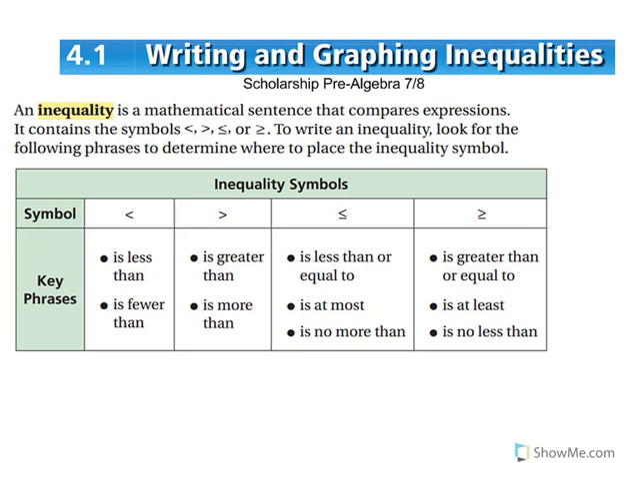So our first section of Chapter 4, we're going to be dealing with writing and graphing inequalities. So in inequality, we've learned about equations. As you know, an equation is when you have one expression equals another expression. It could be a numerical or an algebraic expression, like 3 plus 4 equals 7, or x minus 2 equals 5. Those are equations. Well, in an inequality, the prefix in means not equal. So an inequality is a mathematical sentence that compares expressions. It contains a less than sign, greater than sign, less than or equal to, greater than or equal to.